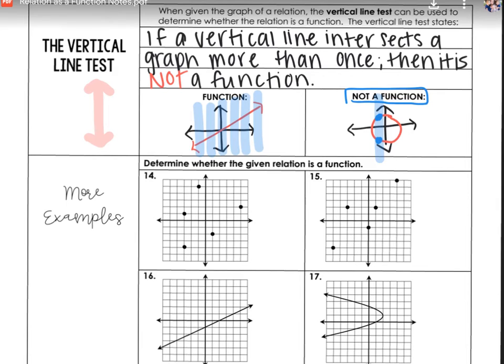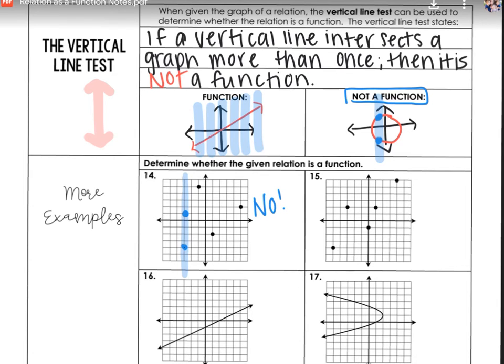Okay, so let's look at a graph, and we are going to use the vertical line test to determine whether or not this relation is a function or not. So my first vertical line will go here. And because these 2 points, here and here, are both on this vertical line, this is not a function.